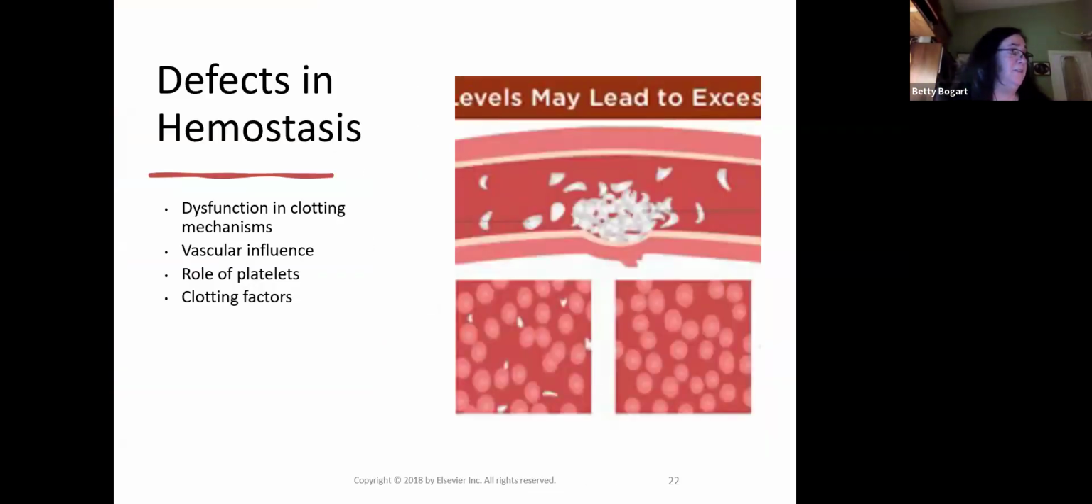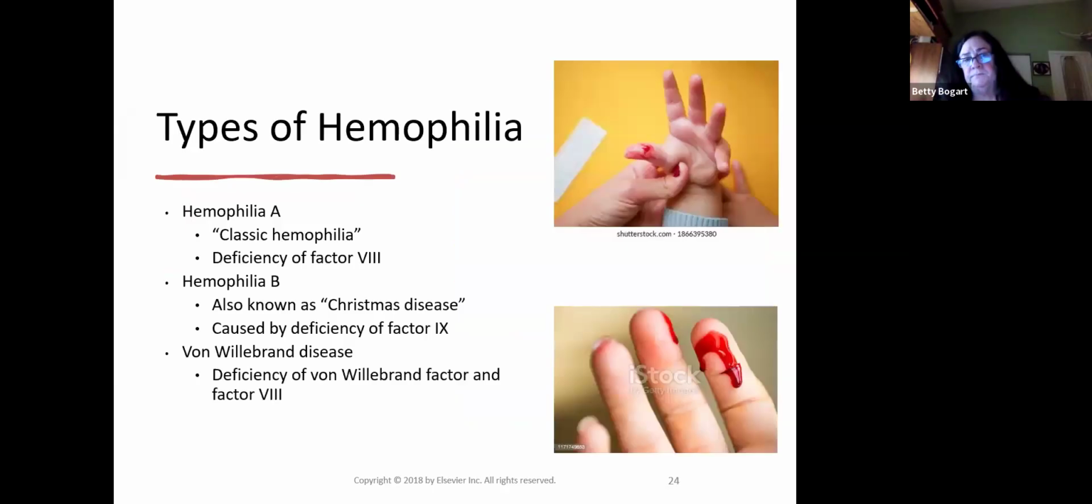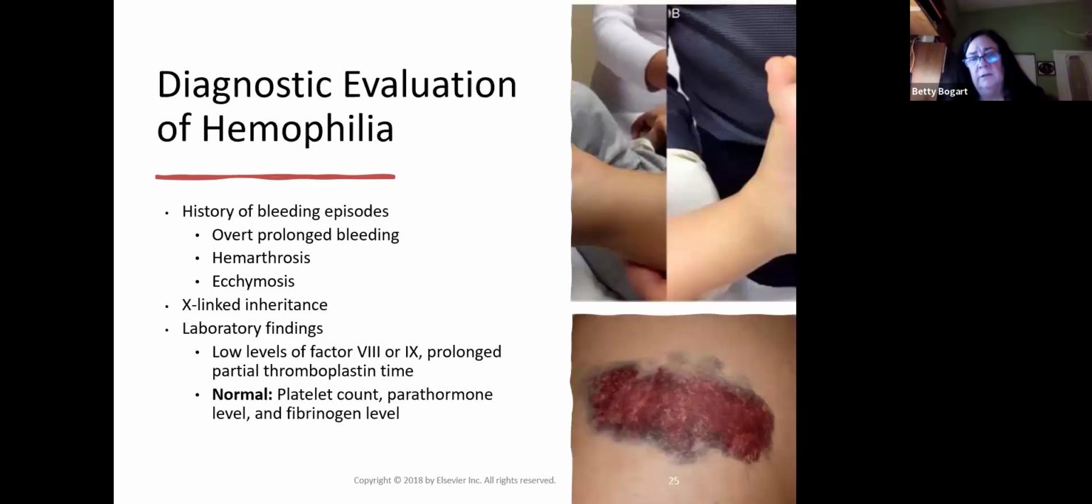Okay, now defects in hemostasis, or this is what we call bleeding. So one of the big bleeding conditions is called hemophilia. Factor 8, factor 9 are the big ones, and von Willebrand's disease. This is caused by mommy. 80% are the inheritable pattern X-linked recessive. Mommy gives hemophilia to her children. As I said, there's A, B, and C, or factor 8, factor 9, or von Willebrand.